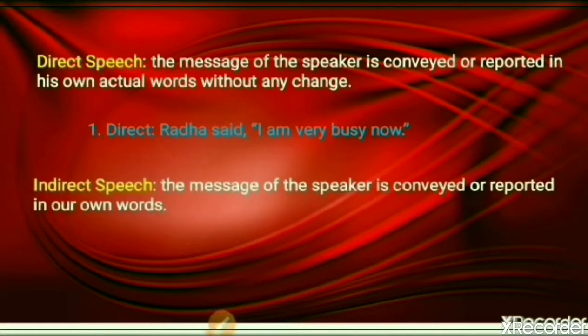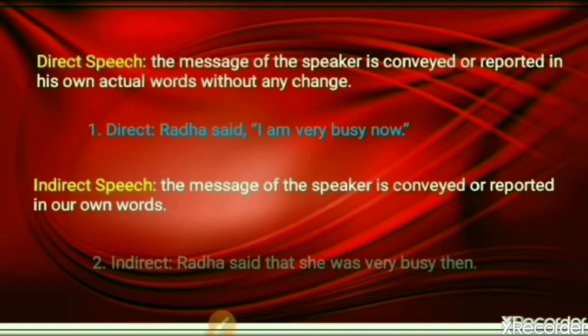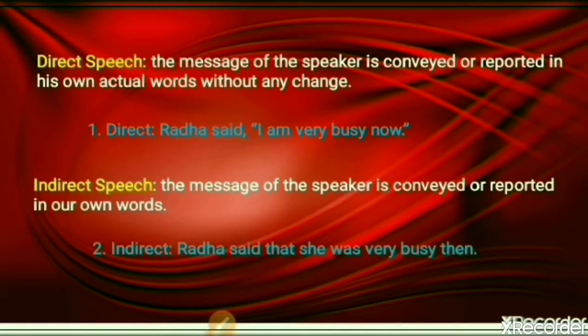In indirect speech, the message of the speaker is conveyed or reported in our own words. For example, Radha said that she was very busy then. Now, here you can see the changes between direct and indirect speech. In indirect speech, the actual words of the speaker are changed. The reason for the change in actual words is that the actual words have been spoken by the speaker in the past. Hence, narrating it in the present will require a change in the tense of the actual words. You can see the change in the tense.